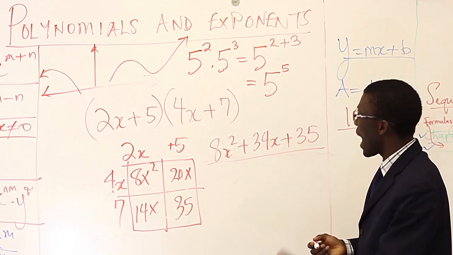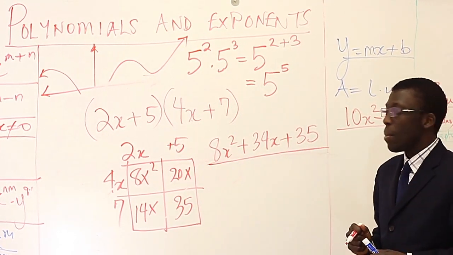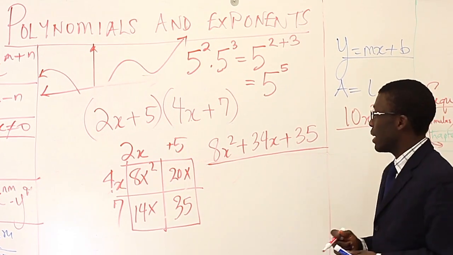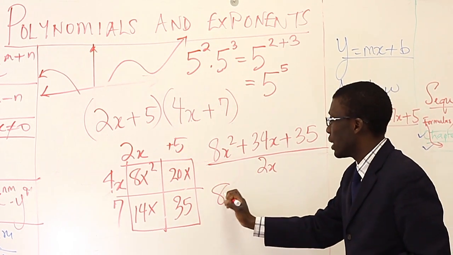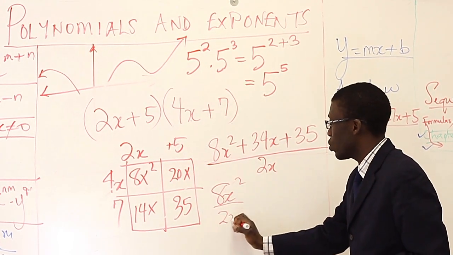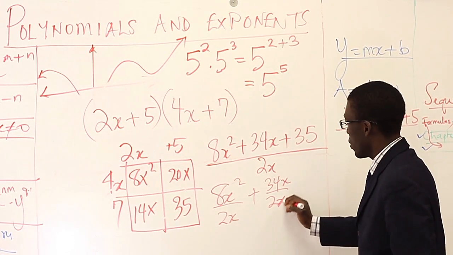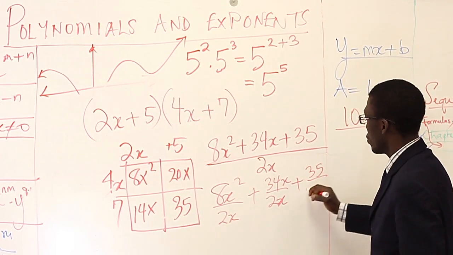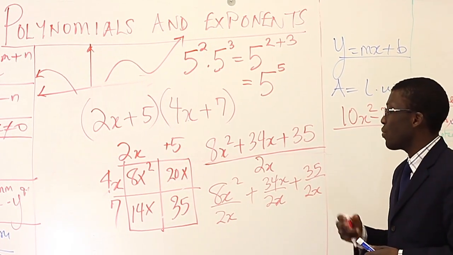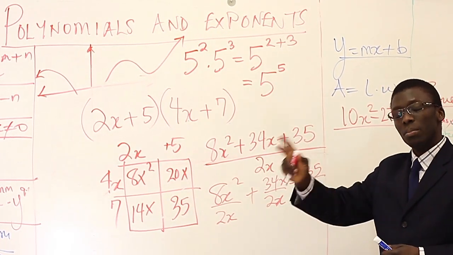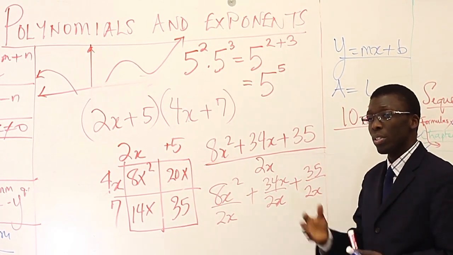But if you're dividing polynomials, if someone were to ask you what is 8x squared plus 34x plus 35 divided by, let's say, 2x. Well, then you would take each of these individually and divide them by 2x. You would divide the first term by 2x, the second term by 2x, and the third term by 2x. That's one way you would deal with it. But then, of course, there's the long division details that I explained in our book in 5.7, polynomial division.